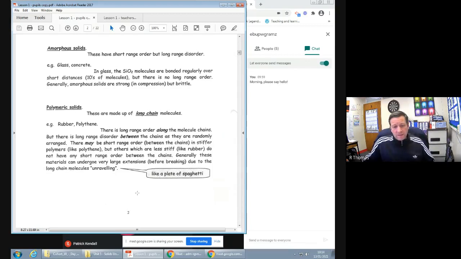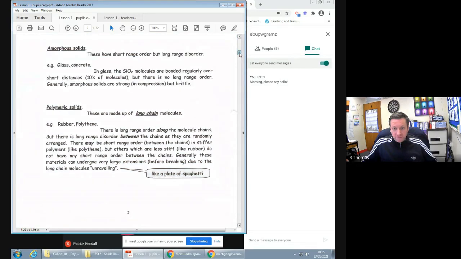And the words you might need to replicate on your exam: there's long range order along these molecule chains, okay? So there's chains of molecules, but there is long range disorder between the chains as they are randomly arranged. Now that might sound rather confusing. So the best example we can give is, I'd like you to imagine a plate of spaghetti.